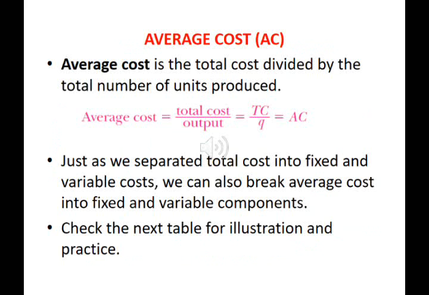Now we will move to the average cost. So the average cost, as you all know, is the total cost divided by the total number of units produced. And just as we separated or divided the total cost into fixed and variable costs, we can also break the average cost into fixed average cost and variable average cost, as we will see in the next slide.